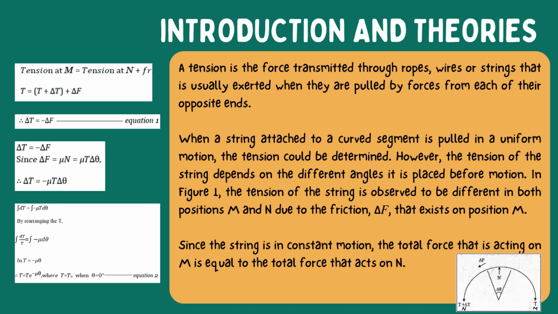In this figure, the tension of the string is observed to be different in both positions M and N due to the friction delta F that exists on position M. Since the string is in constant motion, the total force that is acting on M is equal to the total force that acts on N. Thus, we will get this theory.